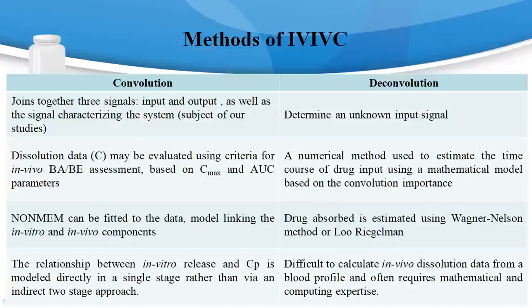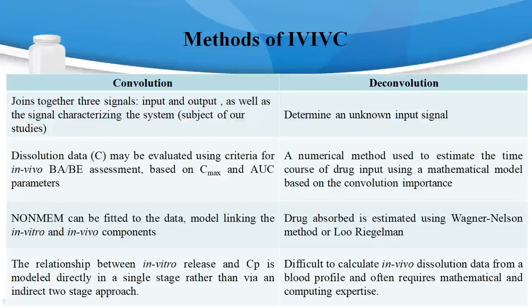Next is the method of in vitro in vivo correlation. Two methods are generally used, convolution and deconvolution. Under convolution, we join together three signals: input, output, and a signal characterizing the system or subject of our study. In deconvolution, we determine the unknown input signal. In convolution, dissolution data may be evaluated using criteria for in vivo viability and bioequivalence statement assessment based on Cmax and AUC parameters.